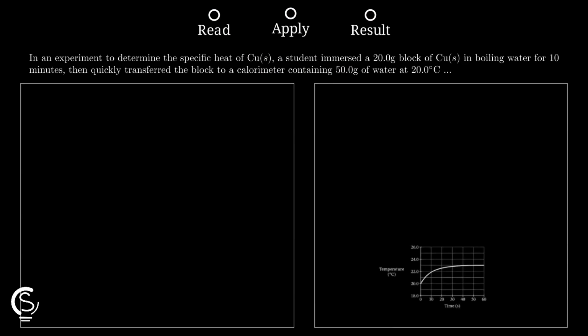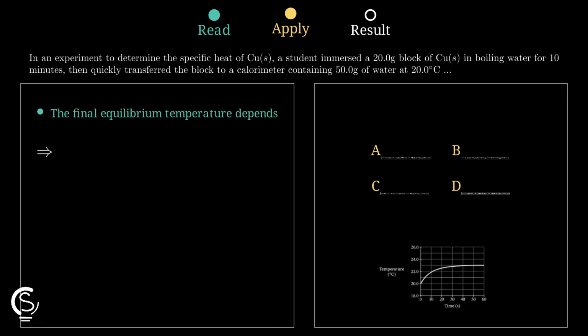First, the final equilibrium temperature depends on how much thermal energy the copper gives the water, not on whether the copper starts as one block or many grains. Since both samples are copper, both have the same mass, and both sit in boiling water long enough, they start at the same temperature and can transfer the same total heat.